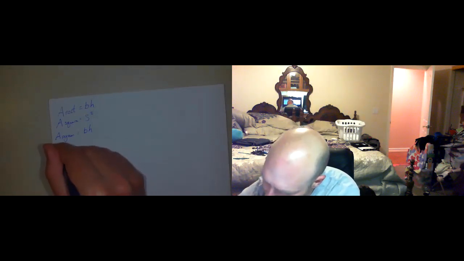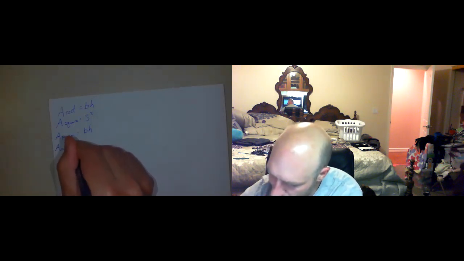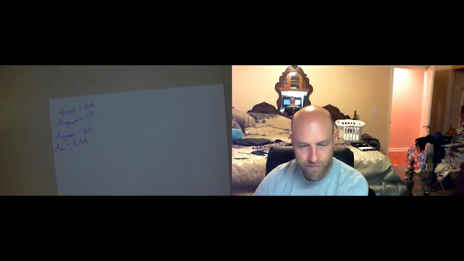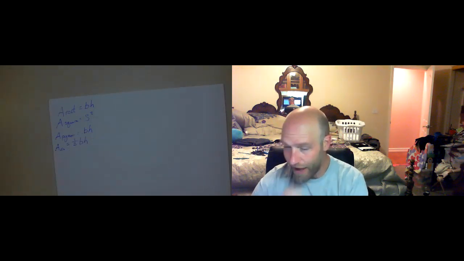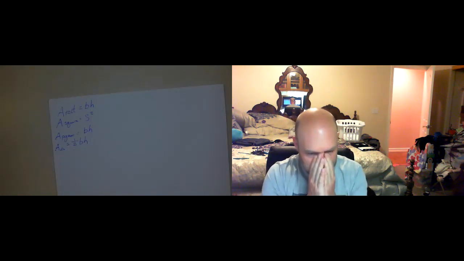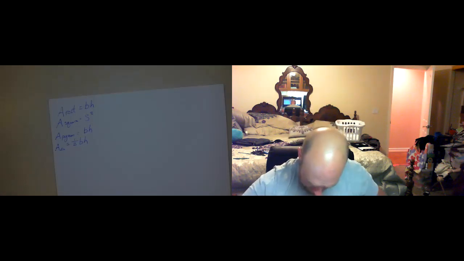The last thing that we did was area of just a random triangle, and that is 1/2 of base times height. You can always think of a triangle as half of the rectangle. And that is as far as we got.